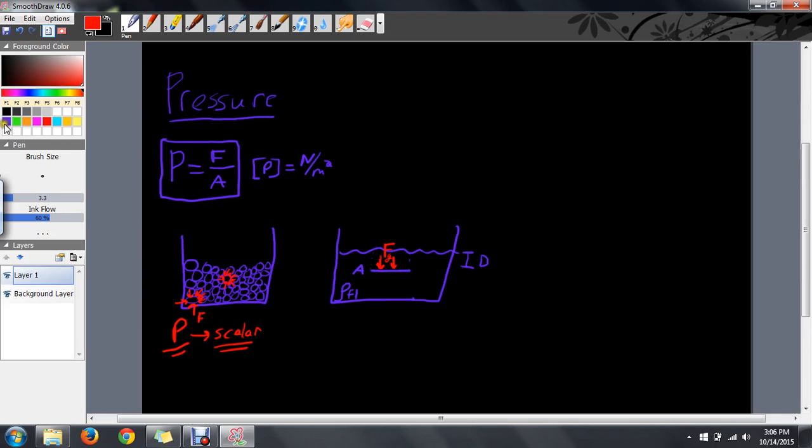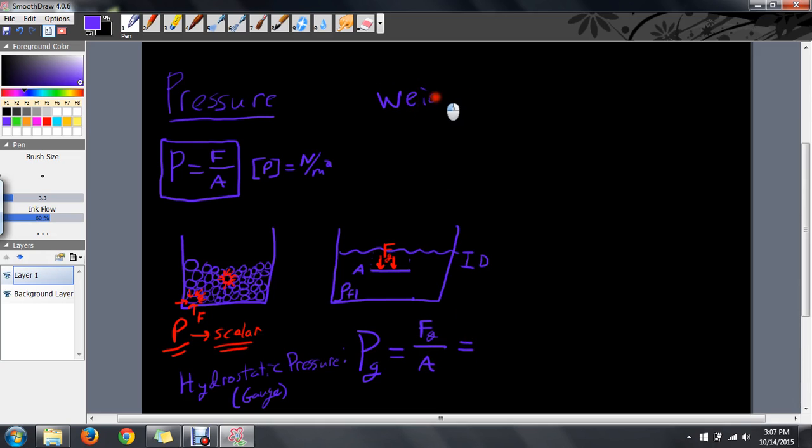So therefore, the hydrostatic pressure, I'm going to write F sub g because it has to do with weight. This is hydrostatic pressure, otherwise known as gauge pressure. It is going to equal the weight of the fluid above the plate divided by the area of the plate. But what is the weight of the fluid above the plate? Well, we recall that weight is mass times gravity.